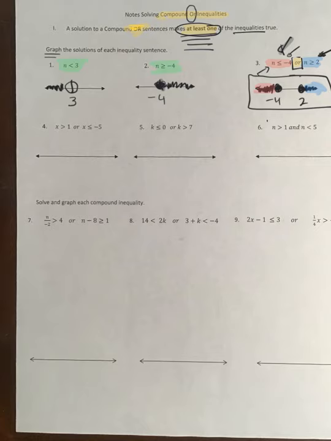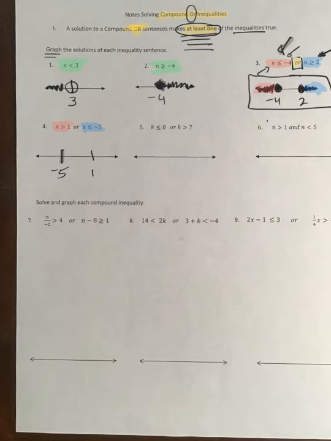So we want all the numbers that are greater than 1 or all the numbers that are less than negative 5. So we're going to put a 1, and that's not where 1 would go, right? We got negative 1 and negative 5. So wouldn't we put negative 5 over here and then 1 over here, right? So we got to make sure we're putting our numbers on the number line correctly.